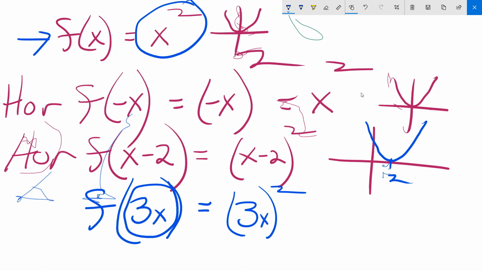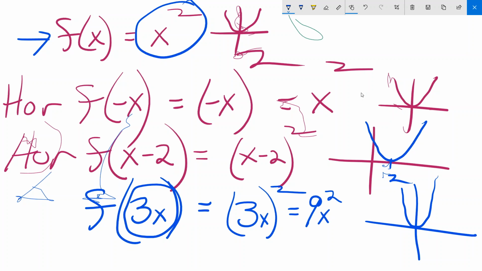You with me? Yeah. Okay. Well, that's equal to 9x squared. And if I graph that, I get what is called a horizontal squeeze. Makes the graph go like that. Notice that it is similar to a vertical stretch, and the fact that it makes that parabola skinnier.